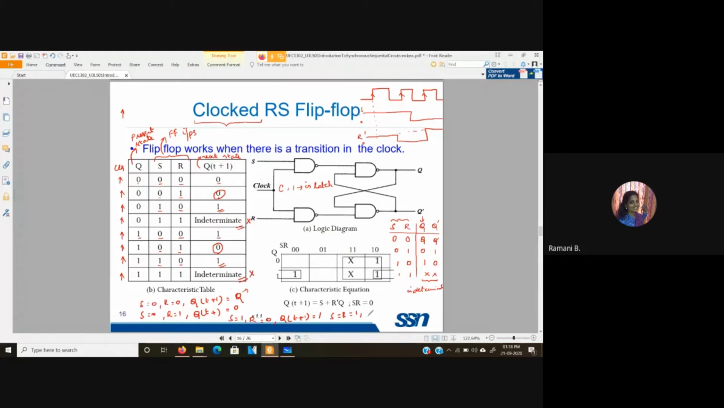We give this as X. Okay, Q of t plus 1 is indeterminate. You can also note it as X. Okay, so the table that we give to denote the characteristic function of the flip-flop is called the characteristic table.